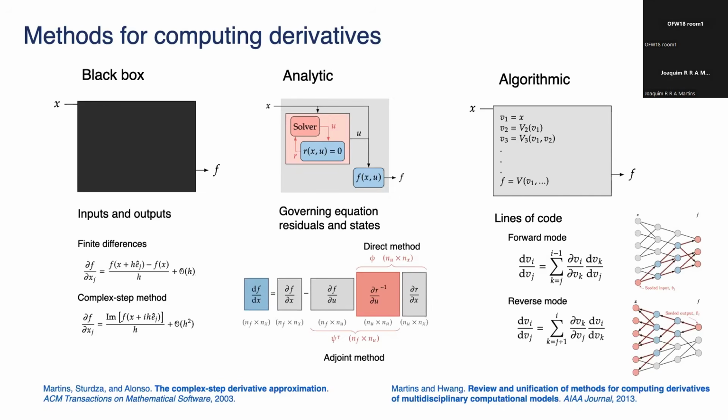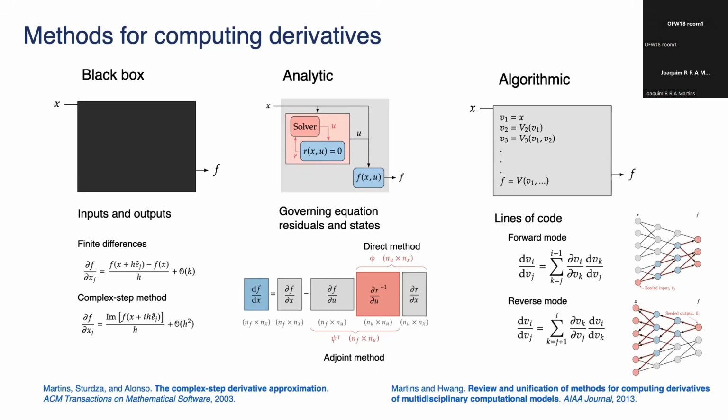So at the first stage, you could open the box and understand what equations are being solved. So you have a solver, they're solving a set of residual equations, right? That's the typical. You have state variables u, and then you have a function that's a direct function of u, an explicit function of u. And if you have that structure, right, you can apply what we call analytic implicit methods. That includes the adjoint method. And I'll explain that in more detail in a bit, okay?